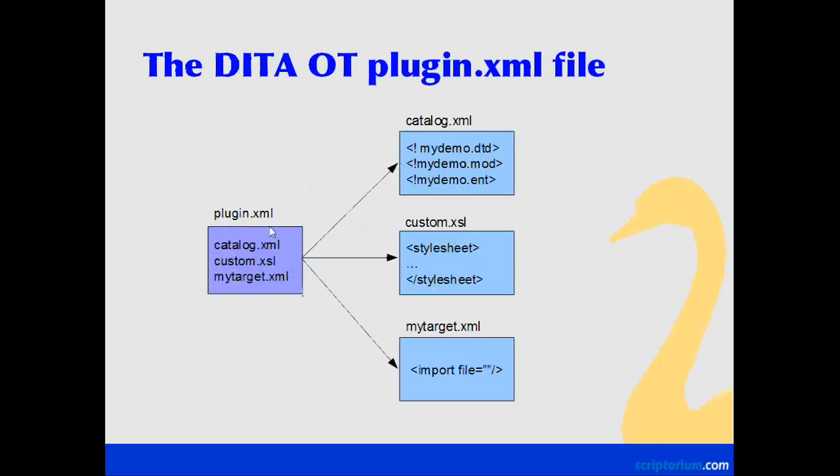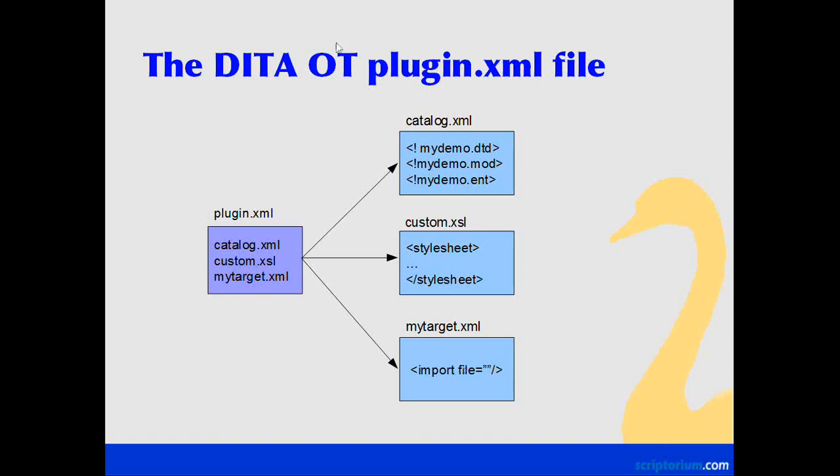As I mentioned, your plugin might say that it's got changes for catalog.xml. This is how you point to changes for the DTD. So here's a catalog.xml, and we've got some of my own files, my demo.dtd.mod.end. It may have some additional XSL processing. So here's where we point to a custom XSL where we've got a style sheet, template overrides for our XSL. We also might want to point out different changes to the ANT processing.